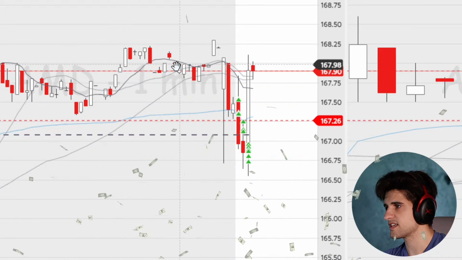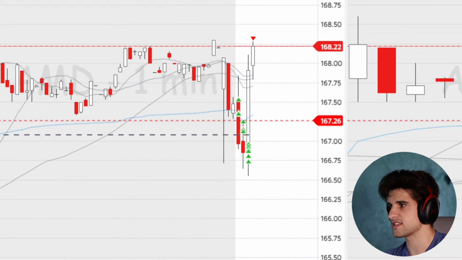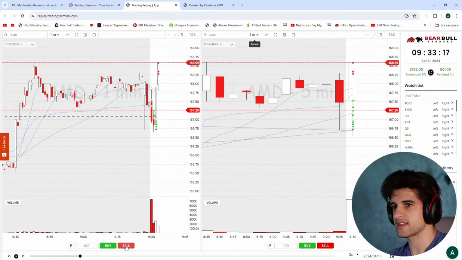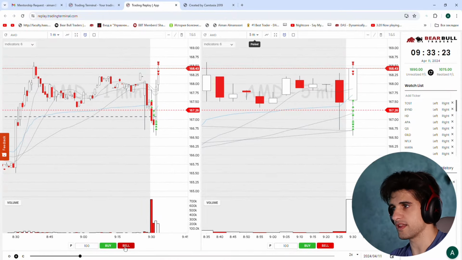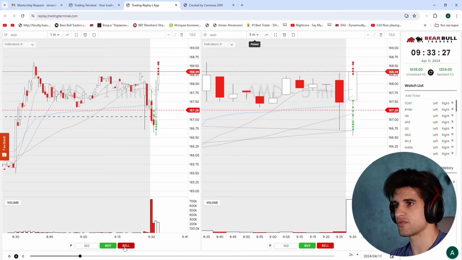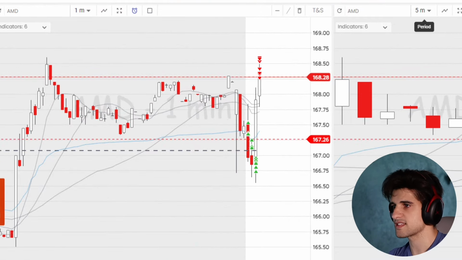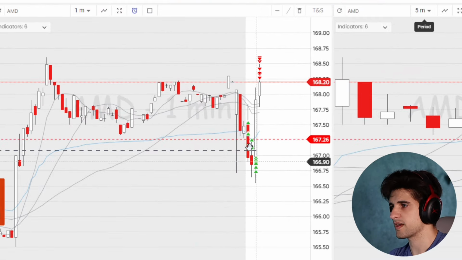You could see that this here is a level of resistance. It's the pre-market high. That's exactly where you want to start locking in some profits. You could obviously leave some of your position for a higher move. This is exactly how I played AMD. These were my two entries.